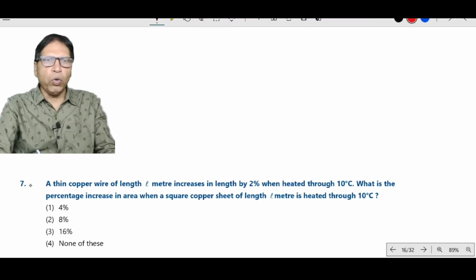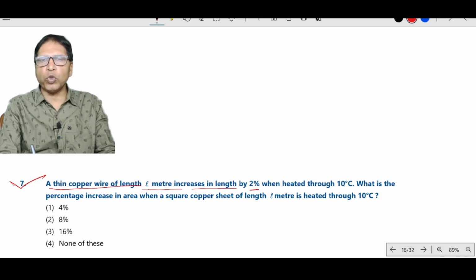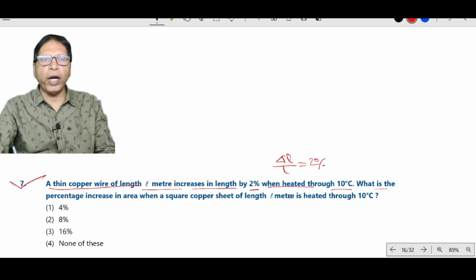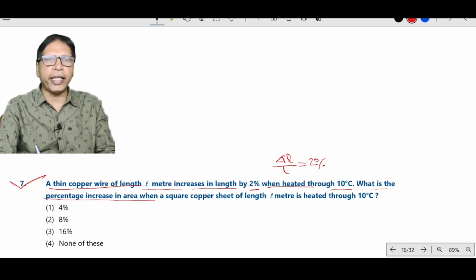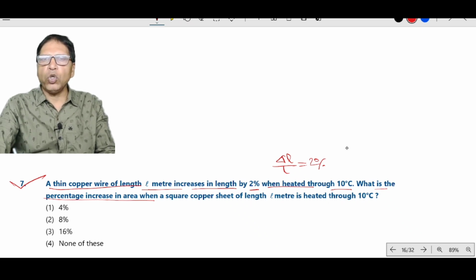Now question number 7. If a thin copper wire of length L meter increases in length by 2%, that is delta L by L equals 2%. No problem. When heated to 10 degrees Celsius, what is the percentage increase in area? Percentage increase in area when a square copper sheet of length L meter is heated through 10 degrees Celsius.